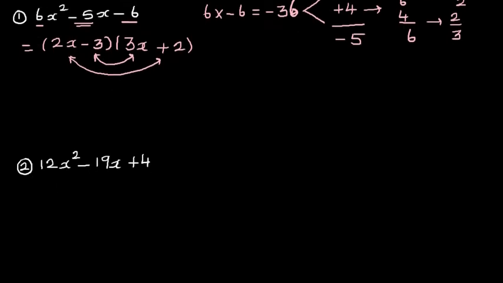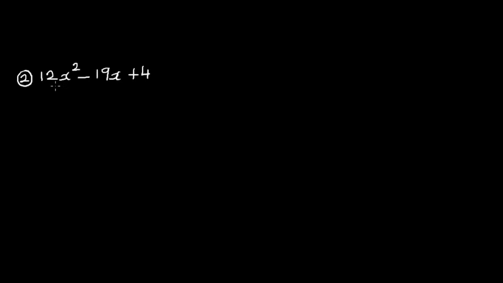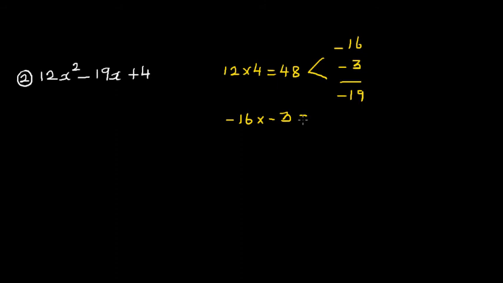So let me do one more. The same process: let us multiply 12 and 4. 12 times 4 is 48, and we need two factors of 48 which give you minus 19. Well, 16 times 3 is 48, so minus 16 and minus 3. Just to clarify, minus 16 times minus 3 is plus 48, and negative 16 plus negative 3 is negative 19. So you multiply these two, you get 48, and you add them, you get minus 19.